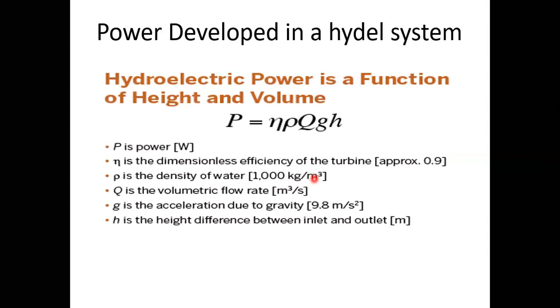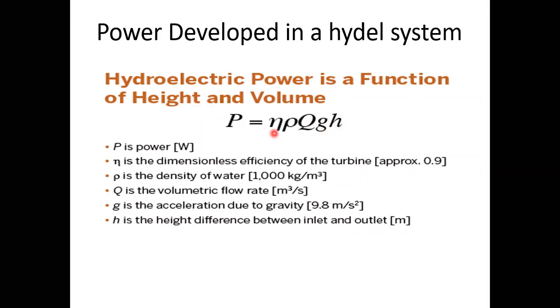So what is the basic formula for power developed in the hydel system? That is given by P equals eta rho Q G H, where eta is nothing but efficiency. It is well known for us. And rho is nothing but the density of the water. It is 1000 kg per meter cube, and Q is the discharge in meter cube per second, and G is also very well known. That is 9.8, and H is the head of the water.